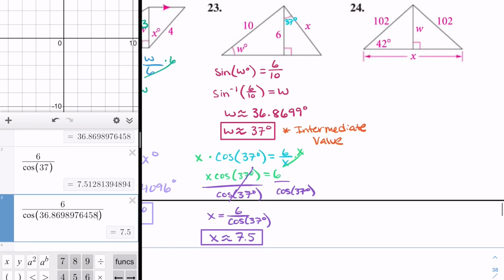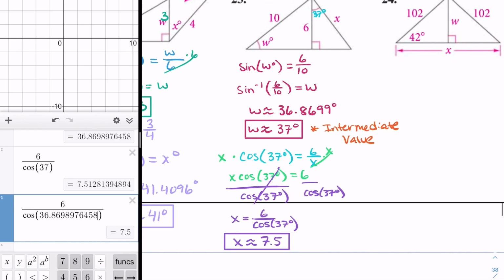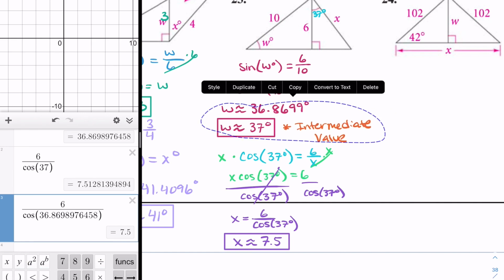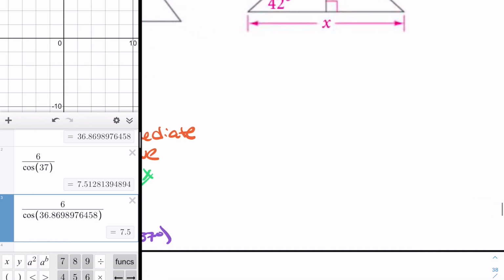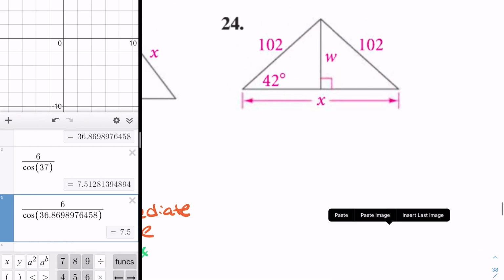Okay, this last one, let's try to move this a little bit over here so it's not in the way. All right, this last one, we're going to solve for W first. Let's see. What do I have here? I have an isosceles triangle. Yep, I'm seeing it right now. And I also have 42 and W and 102.